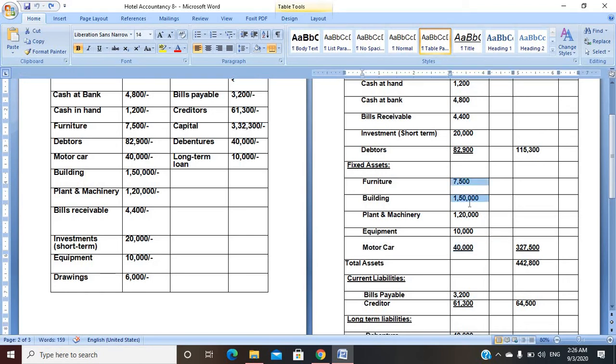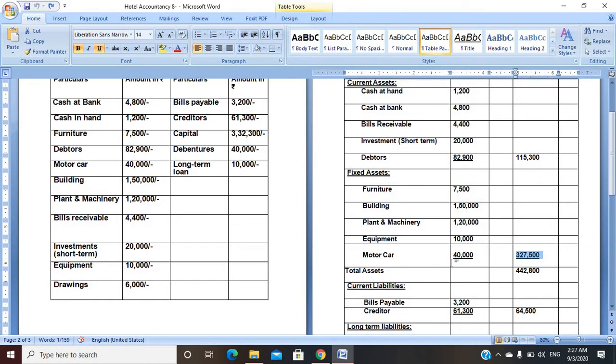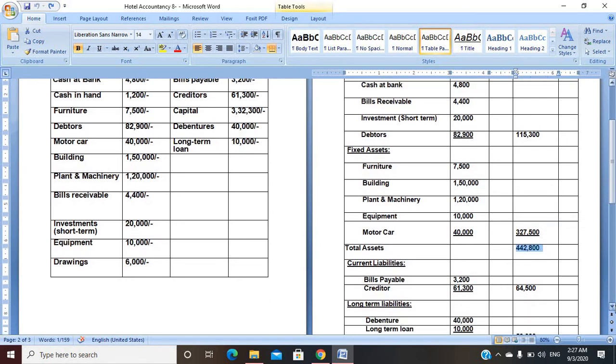The total will be 7,500 plus 1,50,000 plus 1,20,000 plus 10,000 plus 40,000, which gives me the figure 3,27,500. In this way our assets column, both current assets and fixed assets, has been done. Now we total it: total assets is current assets plus fixed assets. Current assets 1,15,300, fixed assets 3,27,500. So total assets will be 4,42,800. It is our total for the assets column.